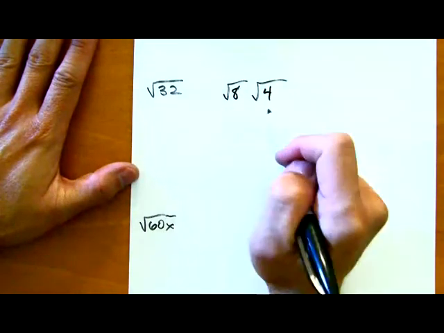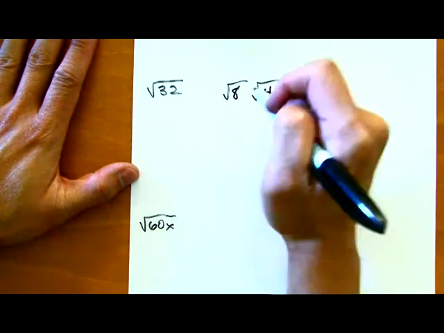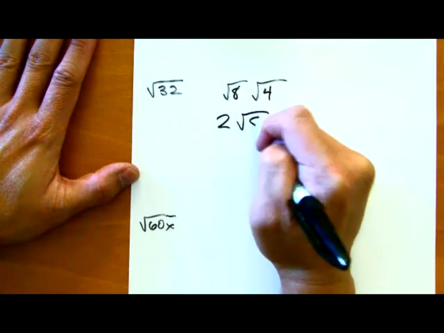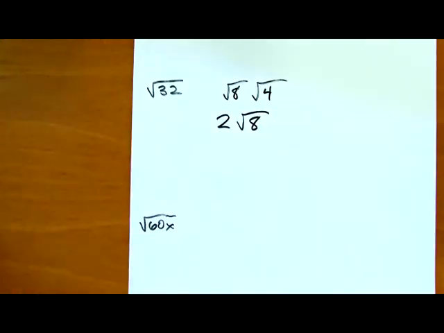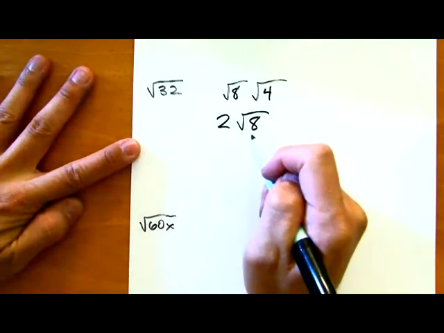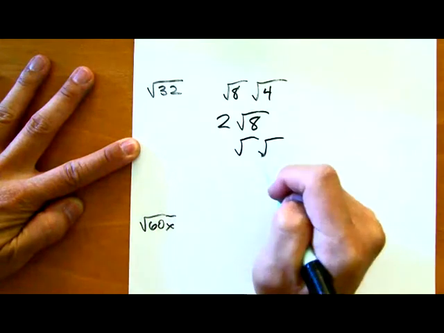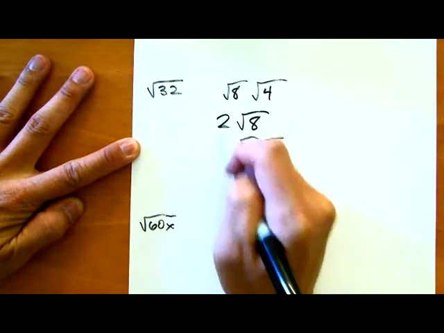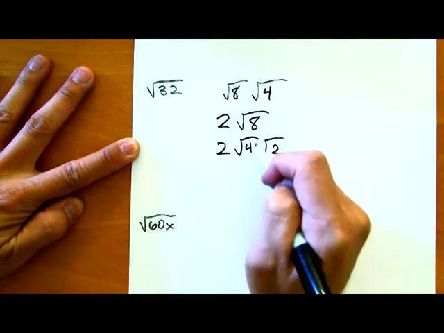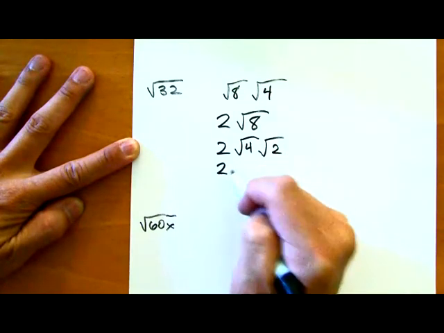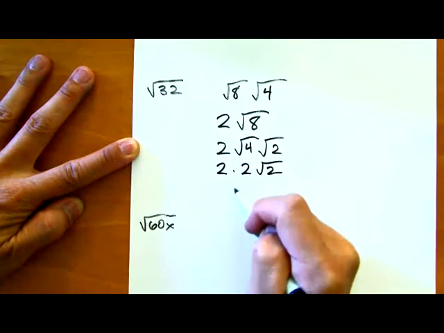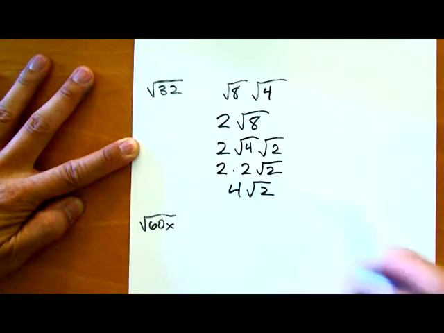We can square root the 4. The square root of 4 is 2. So now we have 2 square root of 8. Can we go further? Let's see. The 8 can be split up into 4 and 2. This 2 is still here. If you look at both of the factors, I can square root the 4. 2 times 2 square root of 2. These can be multiplied. 4 square root of 2.